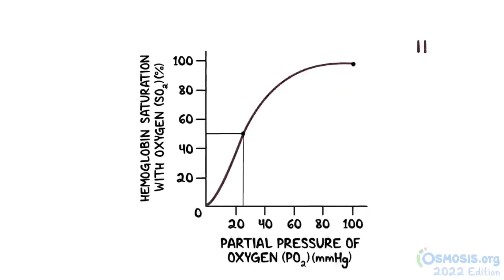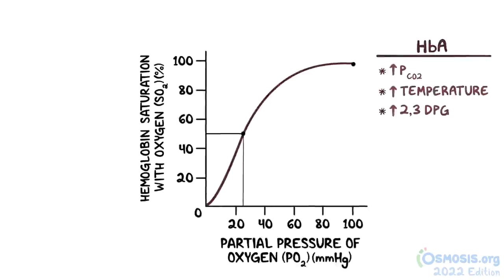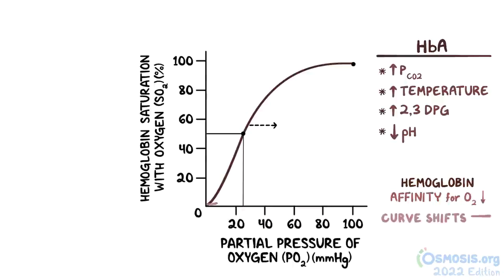So, in an adult with hemoglobin A, when partial pressure of carbon dioxide, temperature, or 2,3-DPG are high, or pH is low, hemoglobin affinity for oxygen decreases and more oxygen is unloaded in the tissues. The curve shifts to the right because now a higher partial pressure of oxygen, or P50, is needed to overcome these factors and saturate hemoglobin.